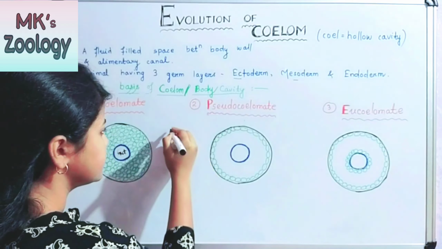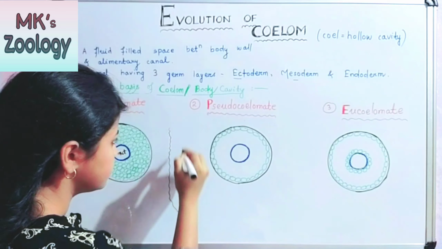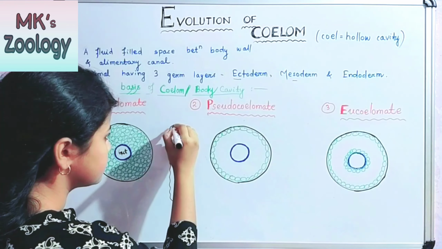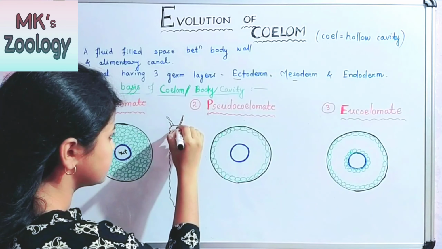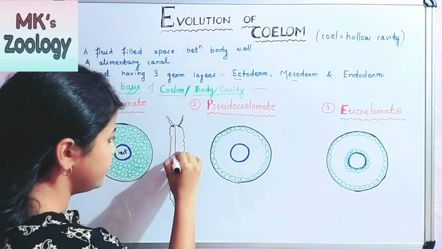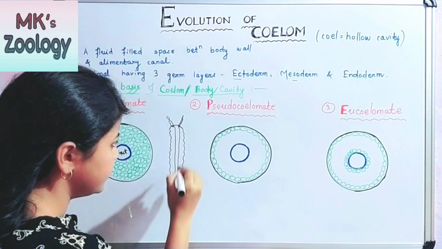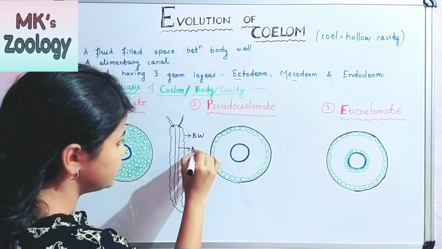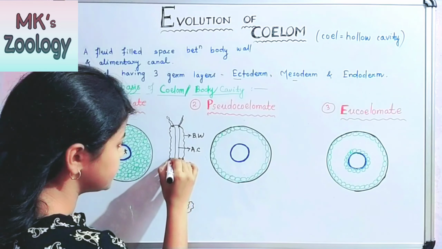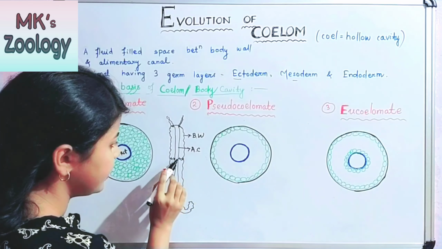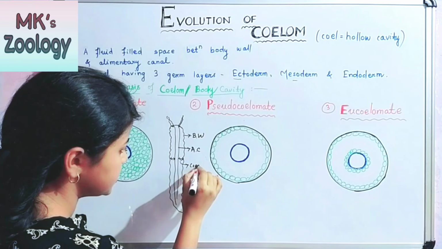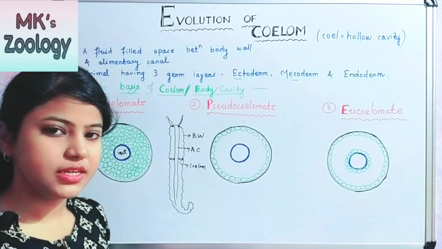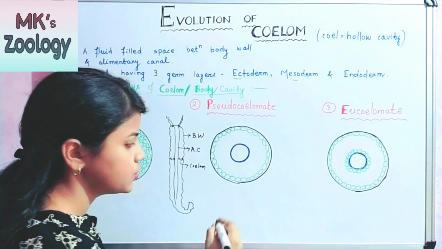Let's see here. Suppose this is an animal and this is the alimentary canal, this is body wall, this is alimentary canal, and this space between body wall and alimentary canal, the coelom is present. Okay, this is according to the definition. Let's see the proper definition of coelom. True coelom.